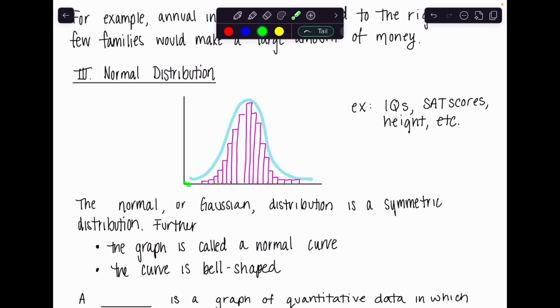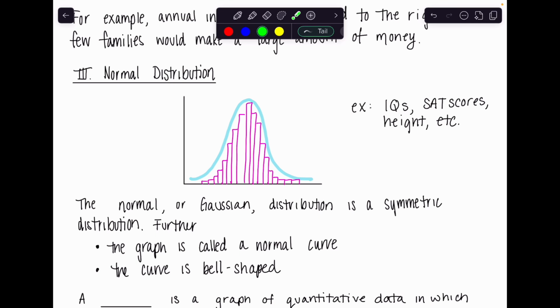So your graph has a small amount, keeps going up, up, up, up, up, till it hits a max, and then it keeps going down, down, down, down. So this is a normal distribution, also called Gaussian. But if you think of the word normal, it's kind of like what you would expect in a population.